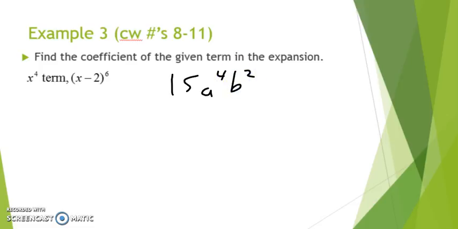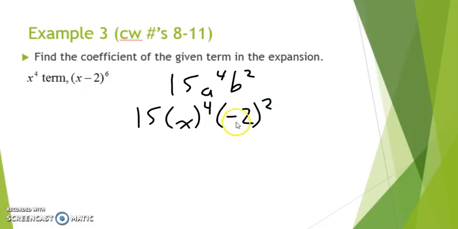Okay, now in this specific example, my a value is an x, so it's going to be x to the fourth power, and my b term is going to be -2, but it's being squared. So if I evaluate this, -2 squared is 4, and then 4 times 15 is equal to 60 x to the fourth power. So we didn't have to go through a whole bunch of work if we're only interested in the one specific term.